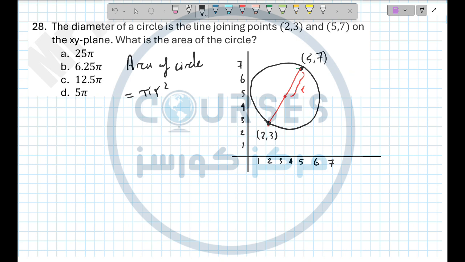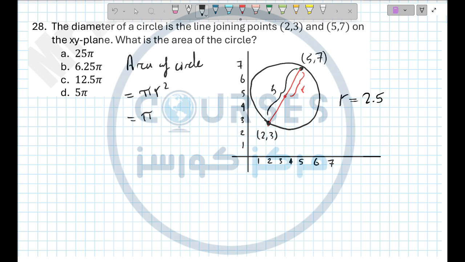Okay, so we need how long that line is, which is the distance. We just calculated the distance for these 2 points 2 problems ago. We know it's going to be 5. If you don't know how, go check problem 26 or 25. Anyway, we know that this is 5, the radius is half of that, so we know now that the radius is 2.5.